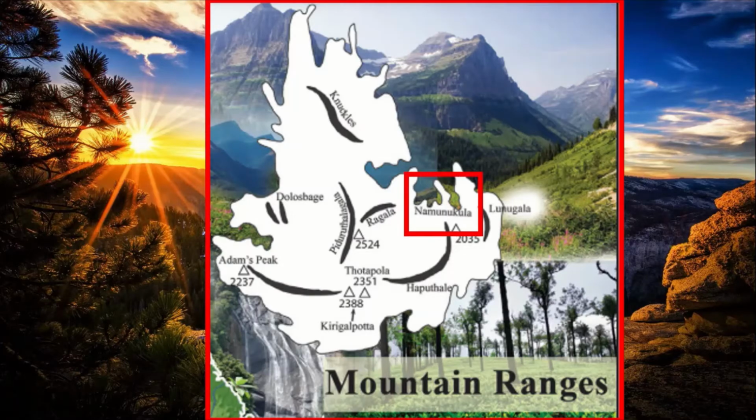Here you can see the Namunukula mountain range and Knuckles range. This one is the Dolosbage range. Here you can see the Lunugala mountain range, Totapola mountain range, Ragala mountain range. Here you can see the Pidurutalagala range and Haputale range, Kigalpotta range and Adam's Peak, Samanala mountain range.